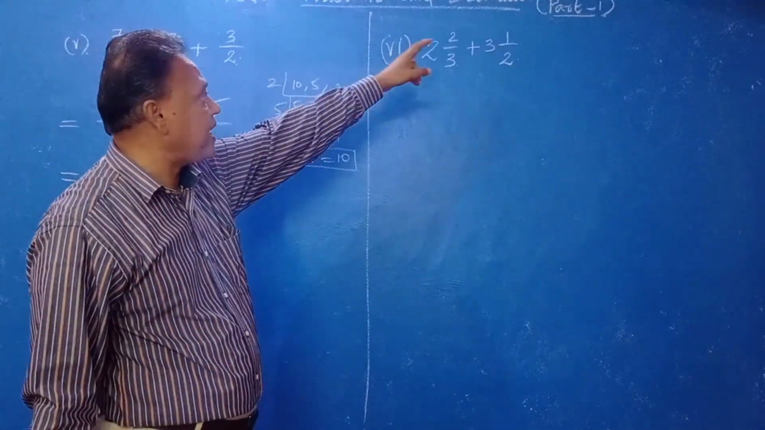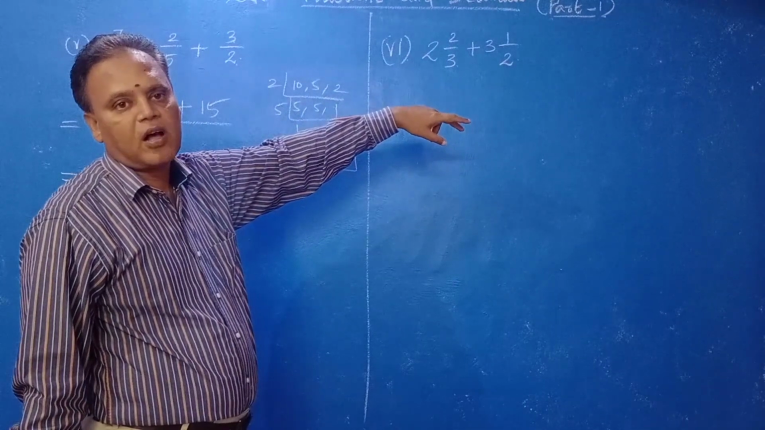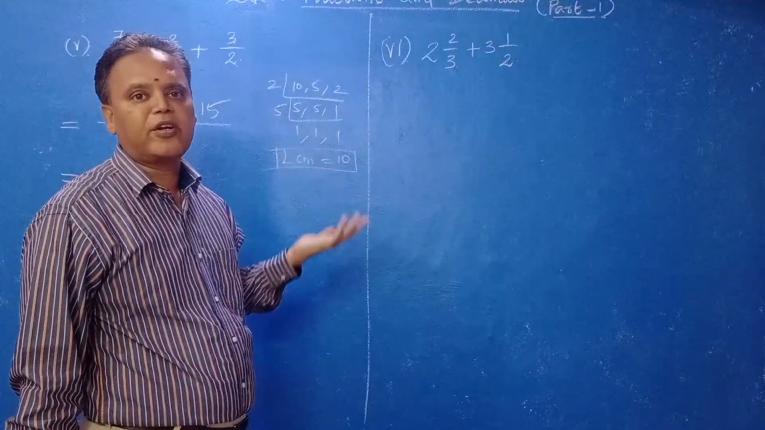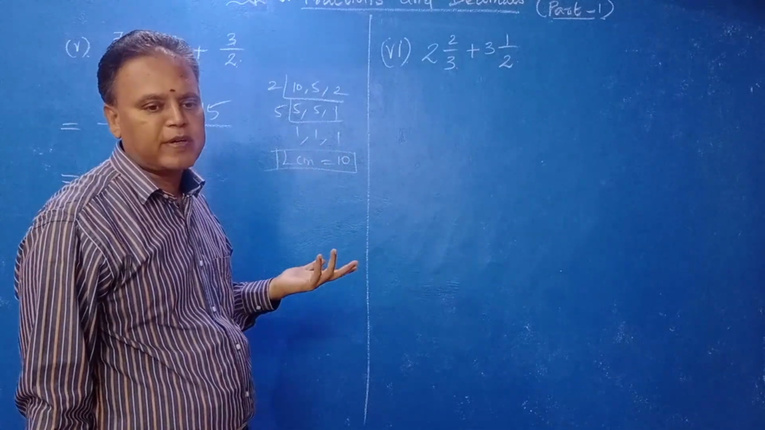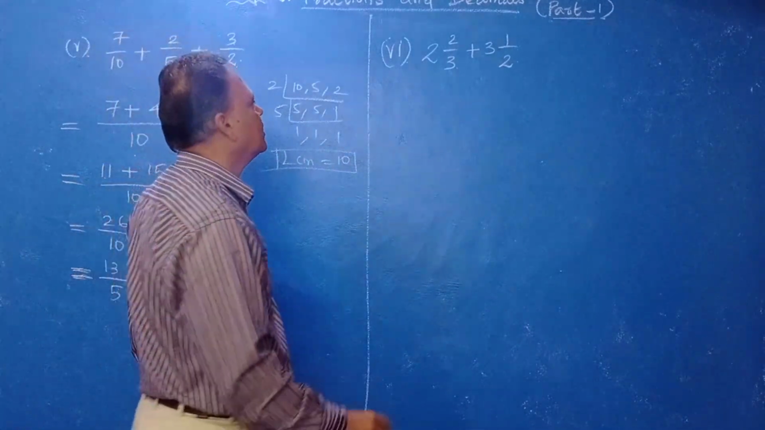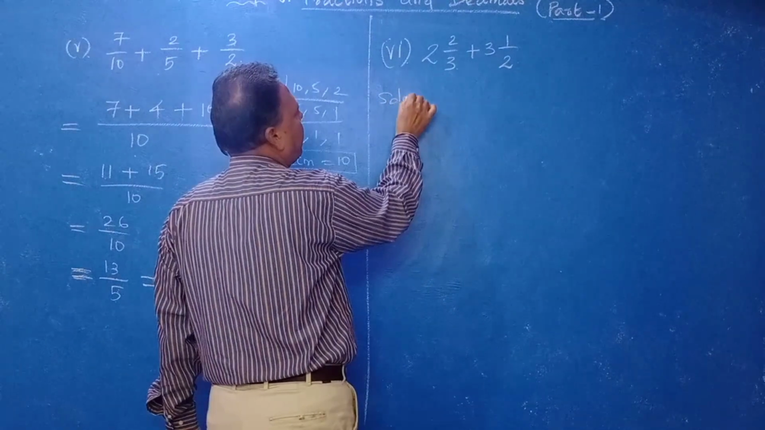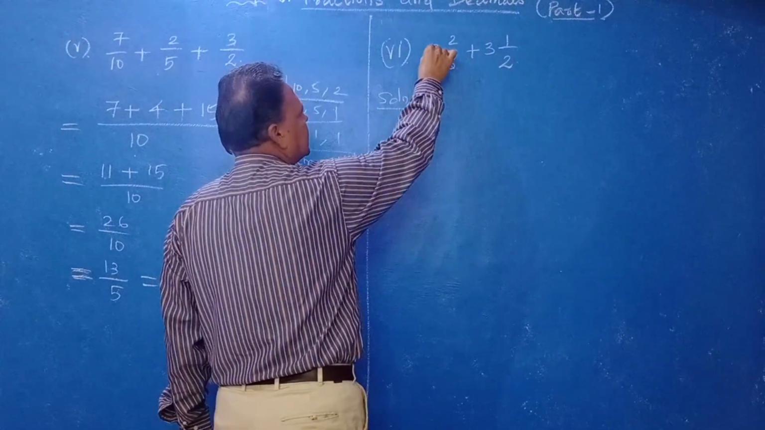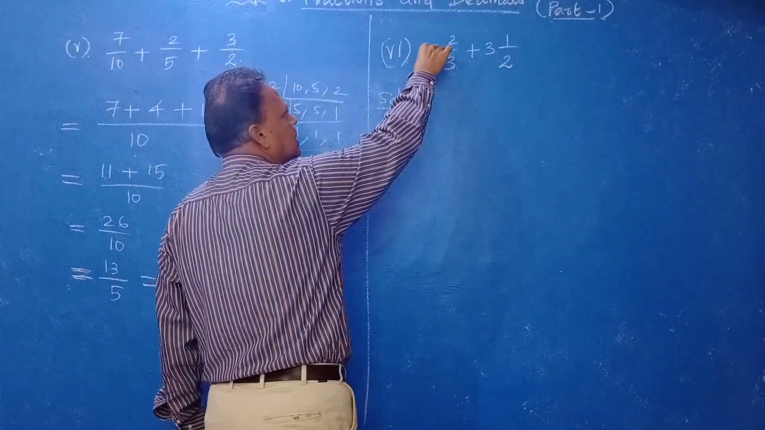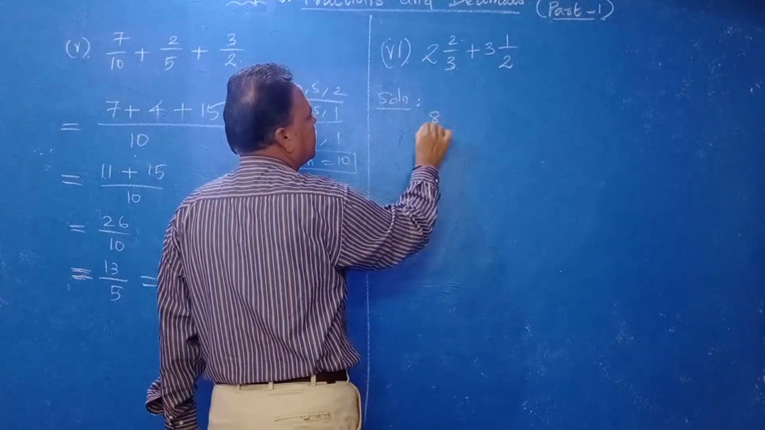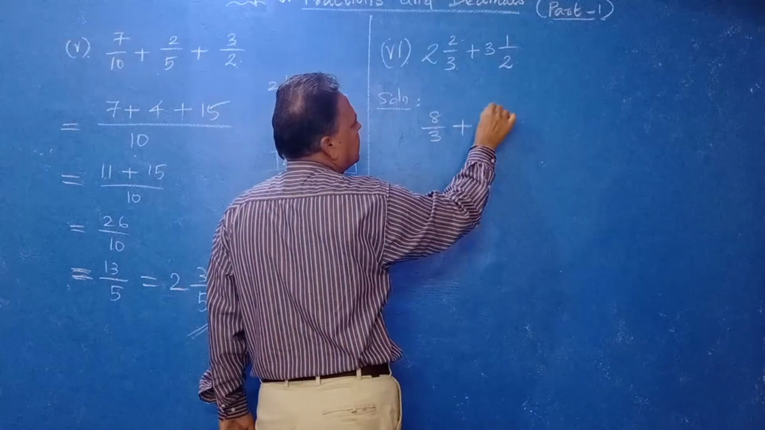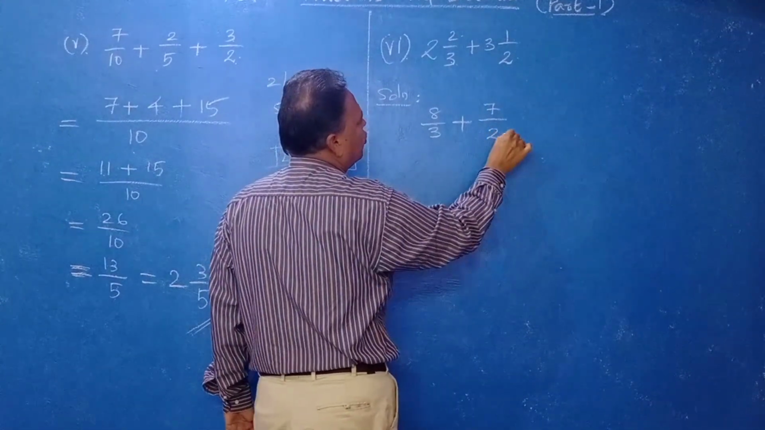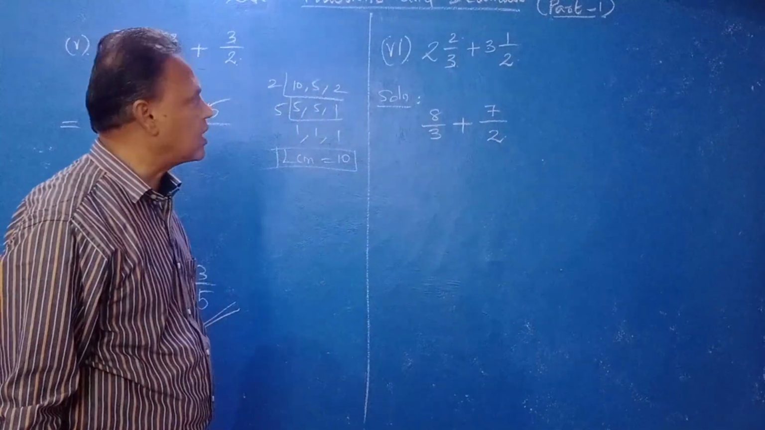You see, a mixed fraction is given. Clear? So first you have to convert it into an improper fraction. Mixed fraction you can convert into improper fraction. Then you have to add. Clear? So how to convert this? 3 into 2, 6. 6 plus 2, 8. 8 by 3. Plus here 6 plus 1, 7. 7 by 2. Correctly how to convert.